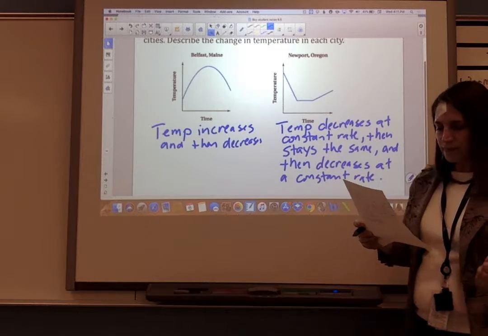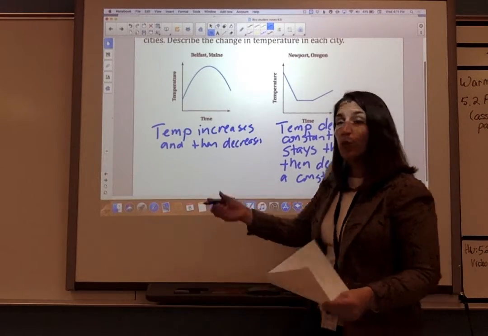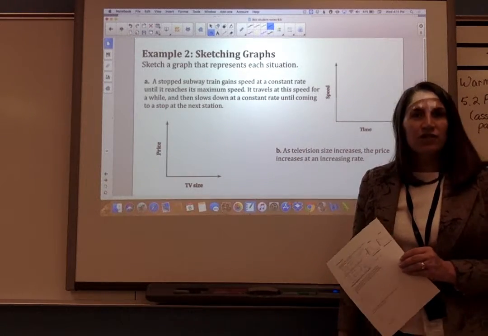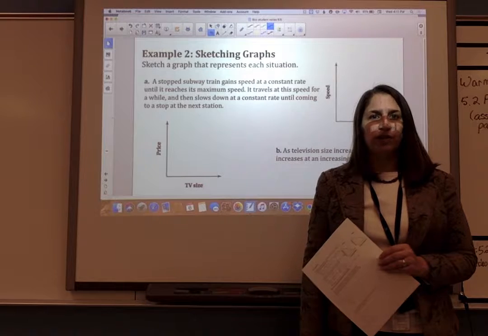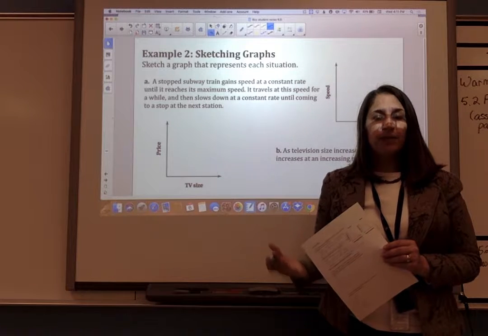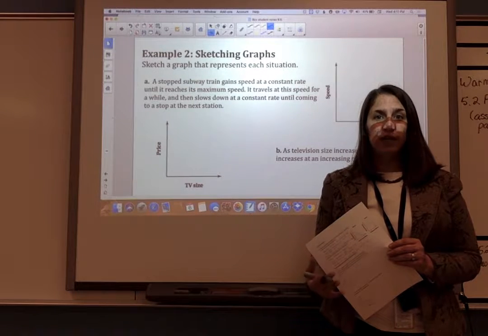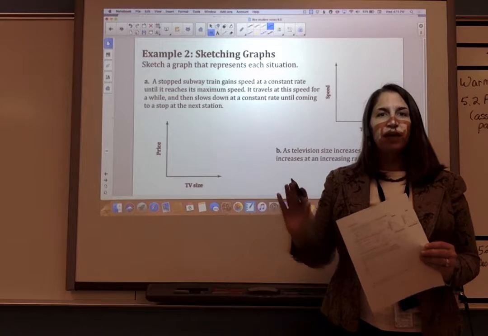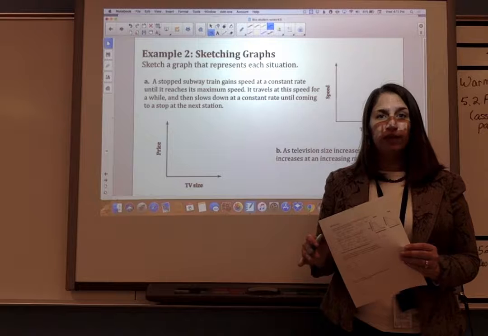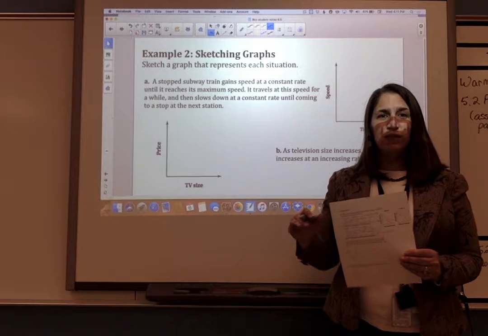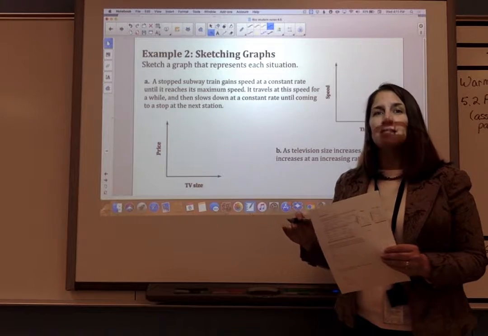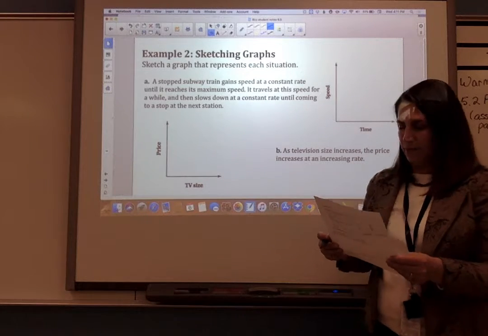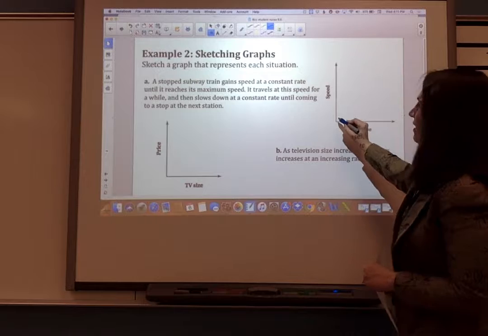Okay, let's go ahead and look at our next example where we will sketch some graphs. So we're going to sketch a graph that represents each situation. First we have a stopped subway train that gains speed at a constant rate. Constant rate means we're going to have a straight line, until it reaches its maximum speed. It travels at this speed for a while, then it slows down at a constant rate until coming to a stop. Okay, so that might look something like this.